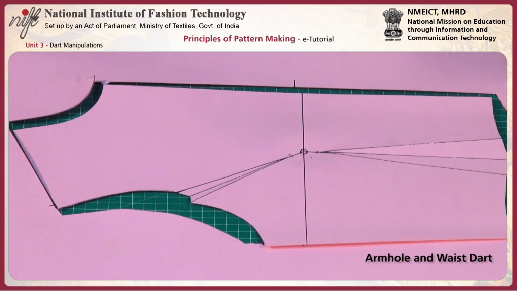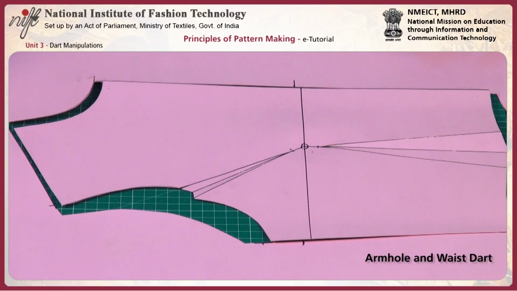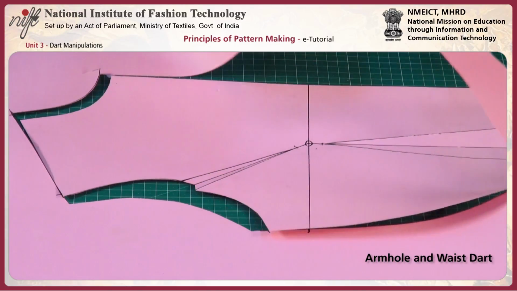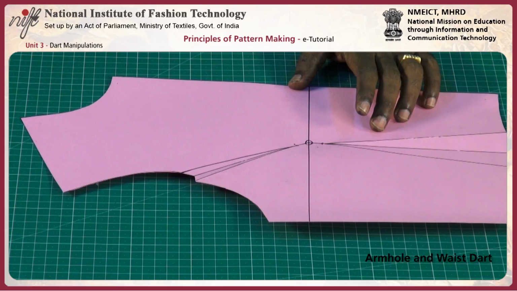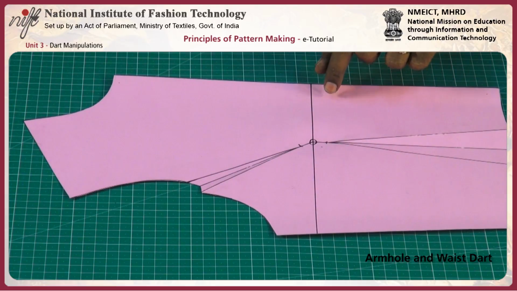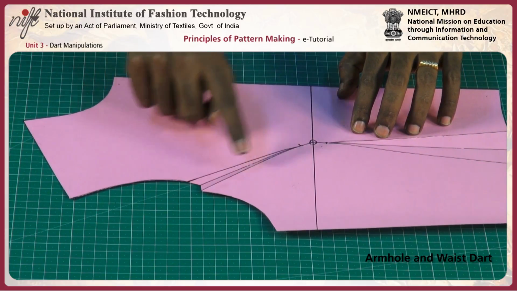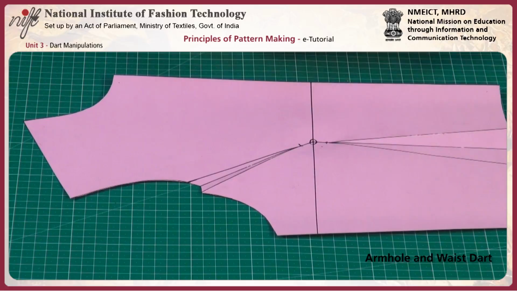Now we made the pattern with armhole dart and waist dart. Then mark the necessary markings, bust point, center front, and put notches, punch in circle to complete the pattern.